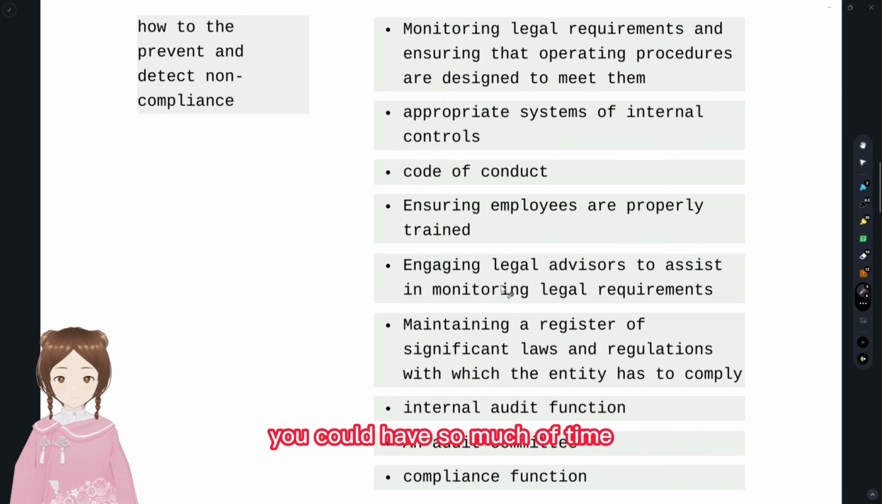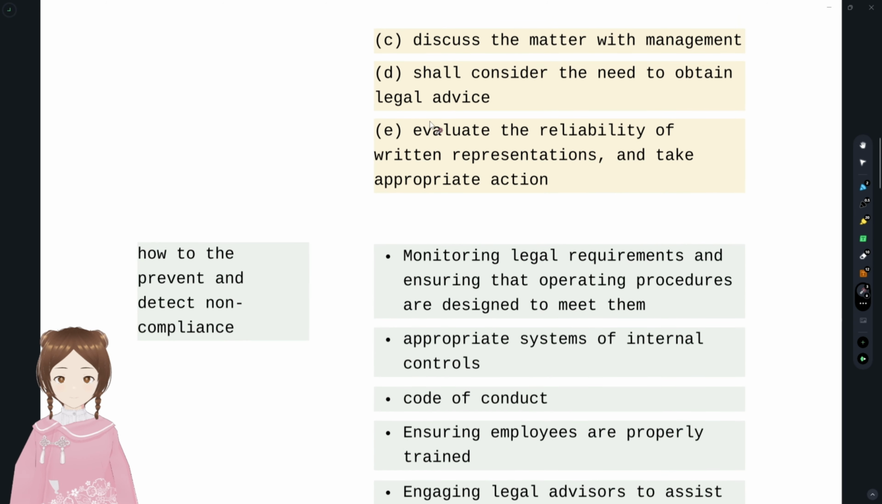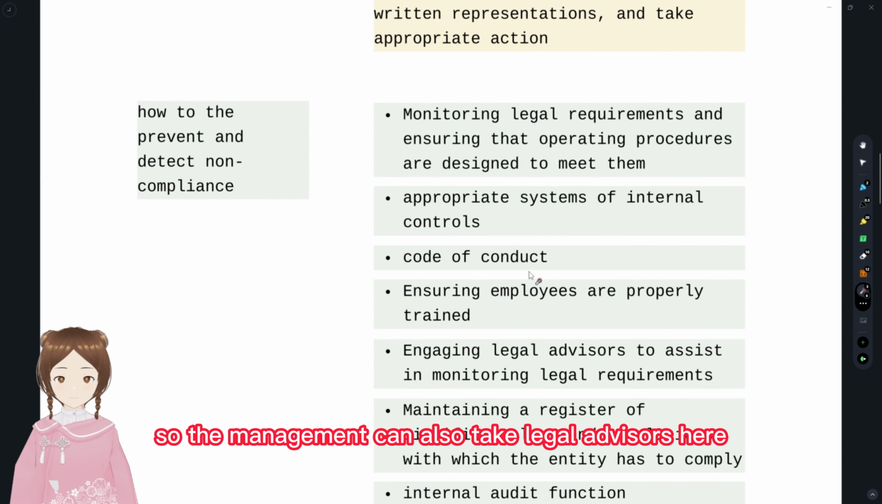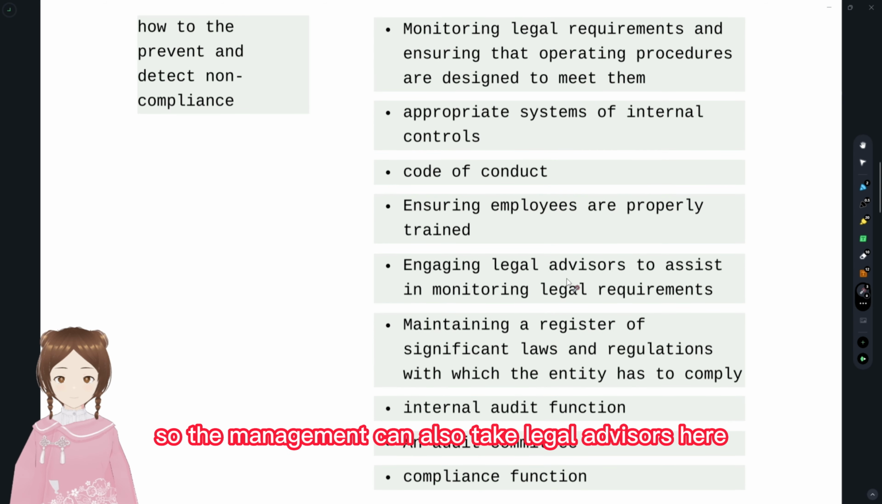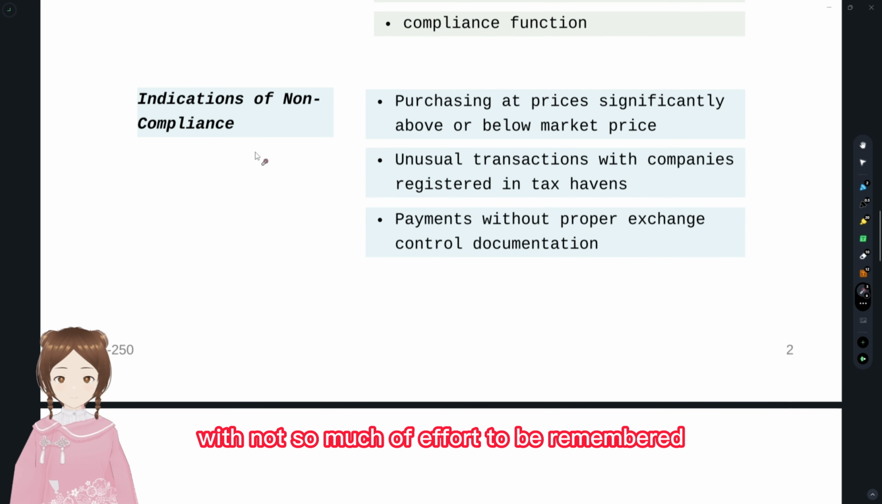If you have so much time and you could remember the other points, you could remember them also. And plus one, as a bonus, you could also remember the legal advisors here, which had been repeated here, from which legal advice is also taken by the auditor. So the management can also take legal advice here. 1, 2, 3, 4, 5, and 6 points. The six points could be remembered simply and easily, with no tension and without so much effort.